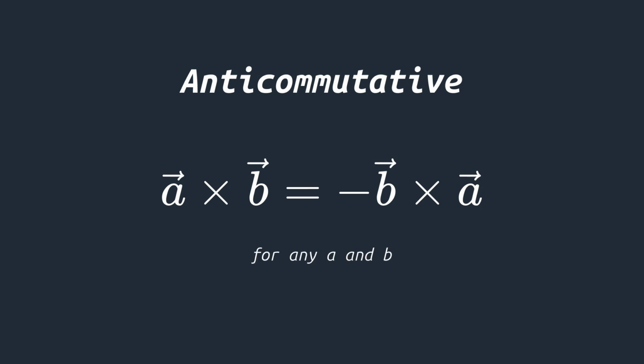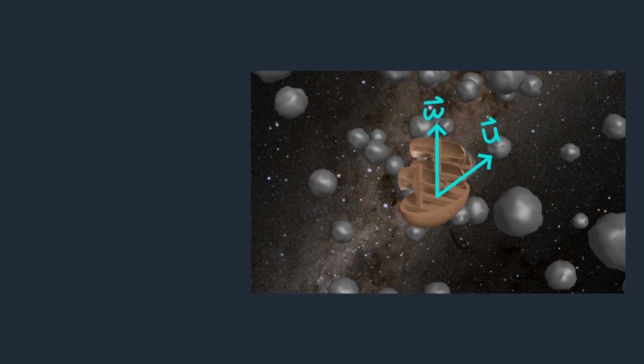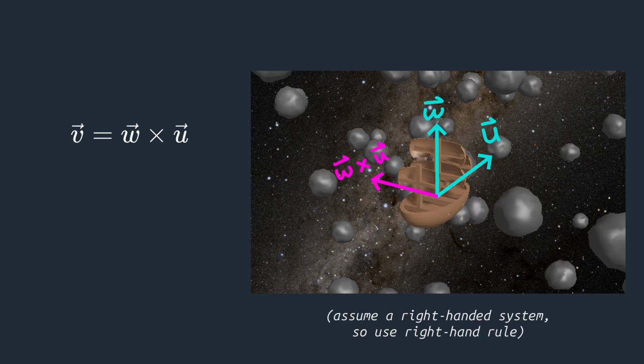Another property of the cross product is that it is anti-commutative, meaning that swapping the operands negates the result. We can see this effect directly in the pirate ship example. Knowing we're in a right-handed world space coordinate system, use the right-hand rule to determine the direction of v equal to w cross u. Now repeat the same process for u cross w. You should find that the result points in the direction of -v.